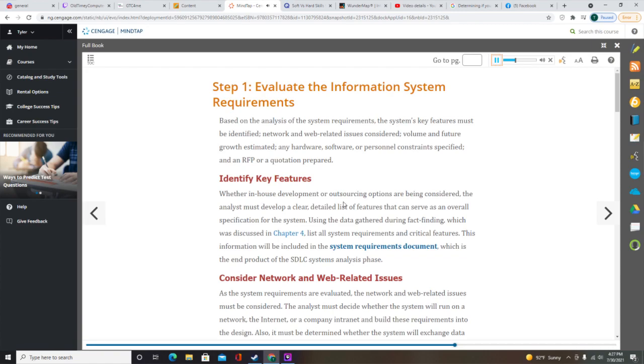Specify hardware, software, or personnel constraints. The analyst must determine whether existing hardware, software, or personnel issues will affect the acquisition decision. For example, if the firm has a large number of legacy systems or if an enterprise resource planning (ERP) strategy has been adopted, these factors will have an impact on the decision.